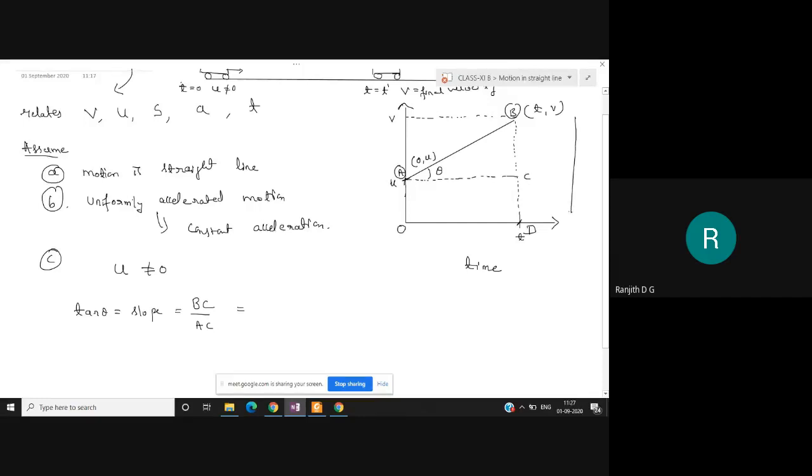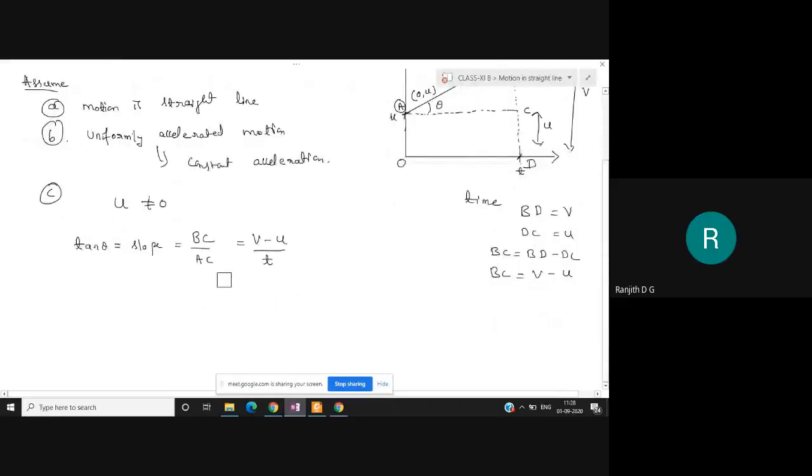BD is nothing but v, and DC is u. Those who didn't get it, look at this. BD is the final velocity, and DC is the initial velocity. Then BC is nothing but BD minus DC, that is v minus u. So v minus u divided by AC, which is t minus 0. T minus 0 is t. So AC gives you the total time. So what is this, v minus u by t?